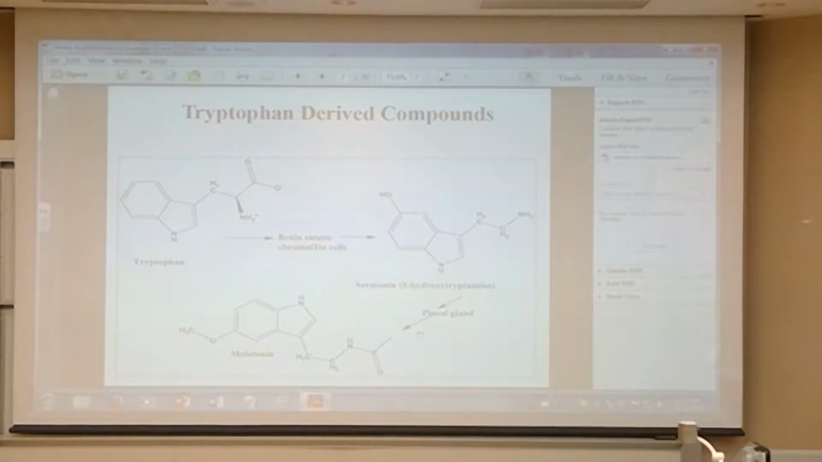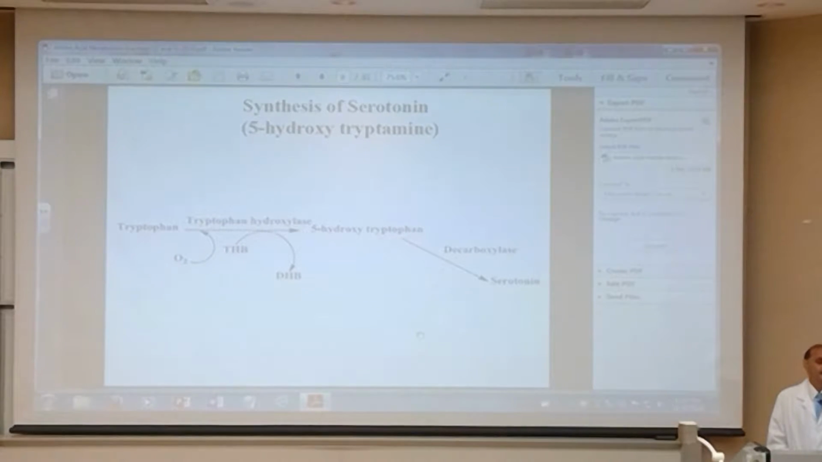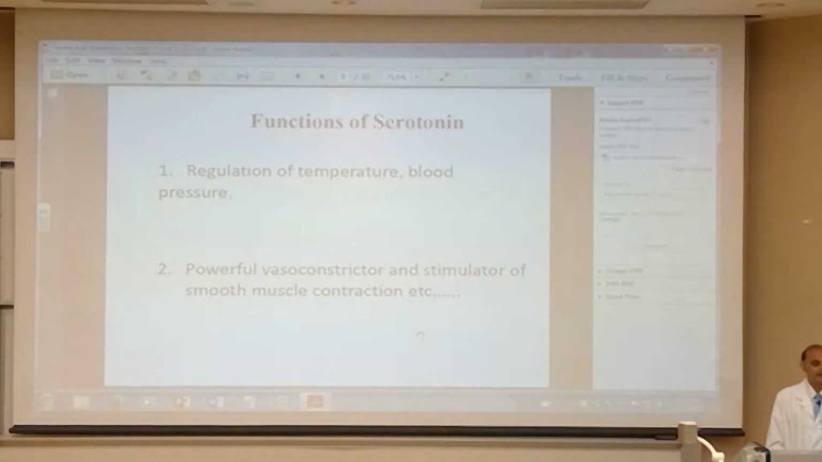Melatonin controls the diurnal cycle, the light-dark cycle, and circadian rhythm, basically. And the compound is melatonin, right? You really have to know that. Synthesis of serotonin, once again: tryptophan hydroxylase makes 5-hydroxytryptophan, and then decarboxylase will remove the carboxyl. So the theme here is decarboxylation. In all of these bioamine syntheses, you keep the amino group in the compound, but you remove the carboxyl group. The product is serotonin.